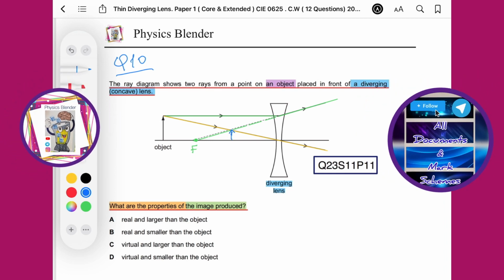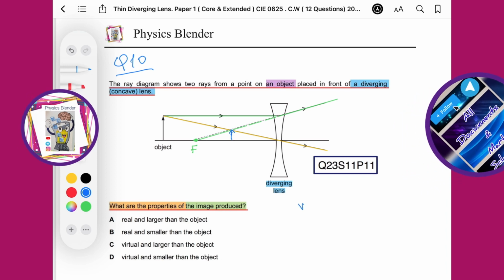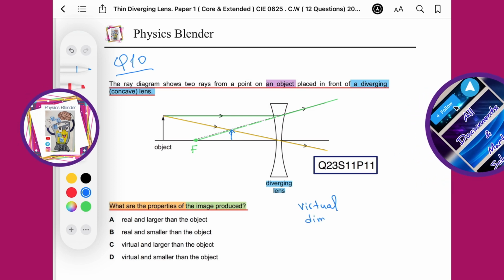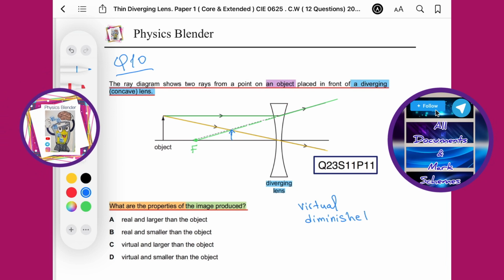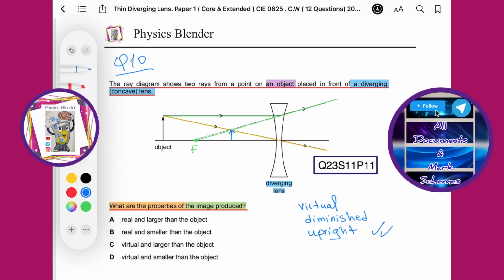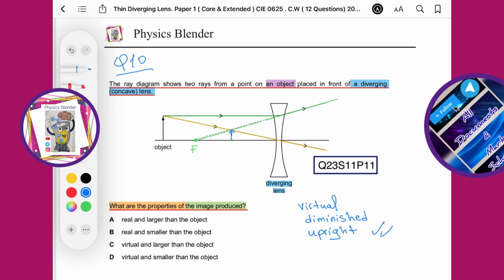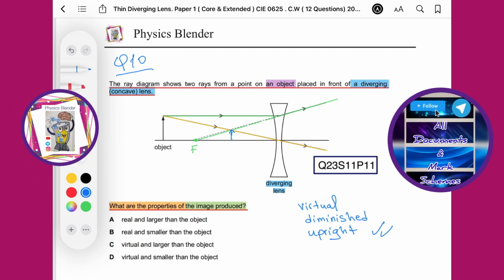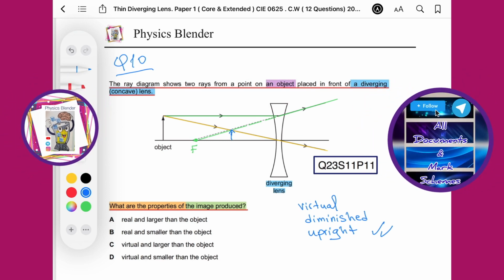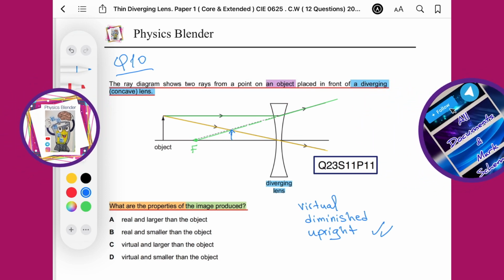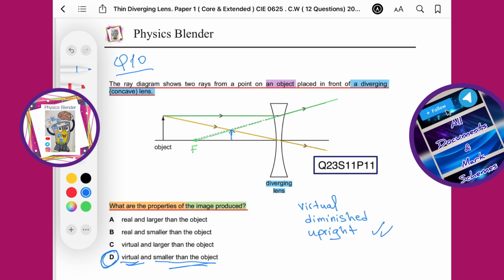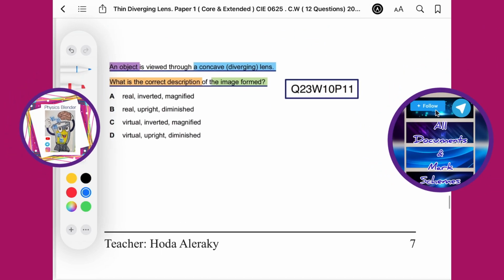How can you describe the image? The image is virtual because we have extension of rays. The image is diminished. The image is upright, not inverted. Again, whatever the location of the object, you will obtain the same properties of the image. So this will not affect the properties of the image. So for question 10, the answer is D. The image is virtual and diminished. Is it clear?